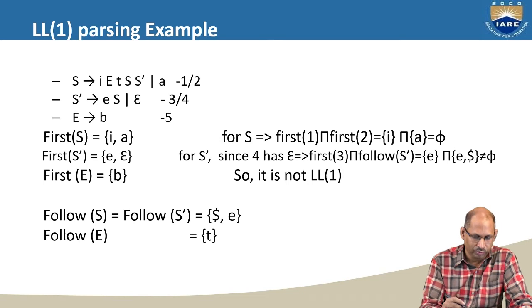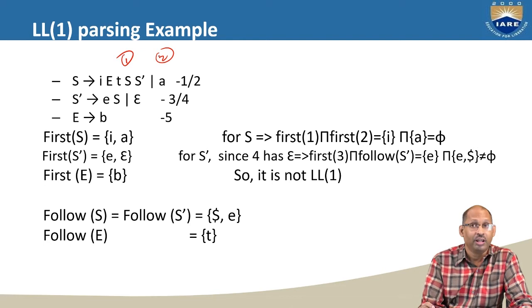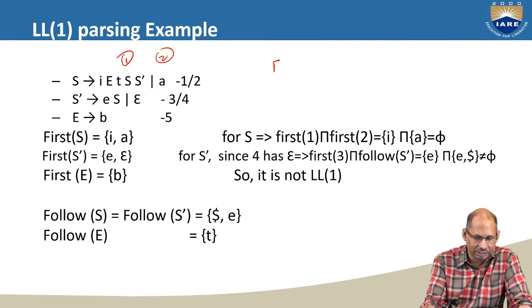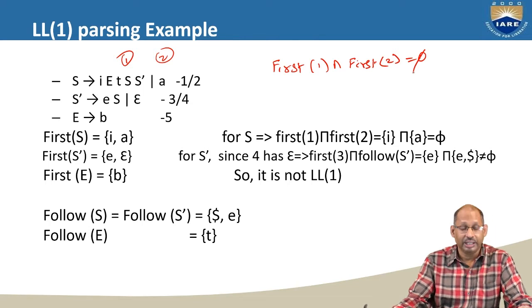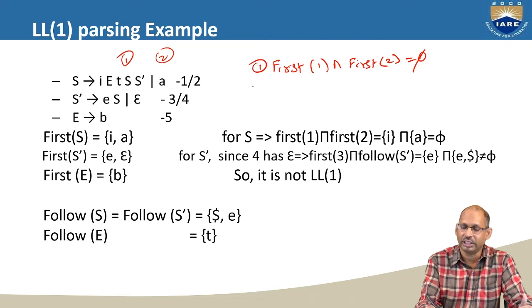So, for example, this is α1, we assume that this is α2. If there are multiple productions for a given variable, then what is the first condition? First of α1 intersection first of α2 should be phi. If any variable has multiple productions, then first of the first production intersection first of the second production must be phi. That is the first condition.